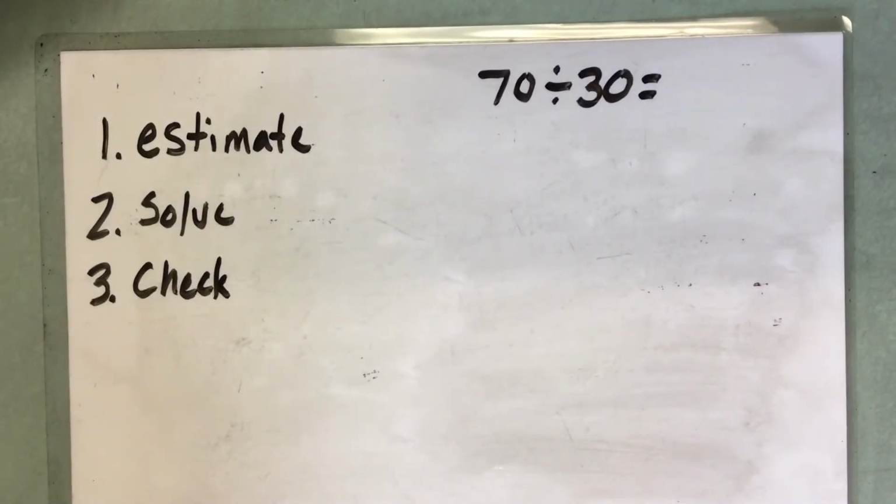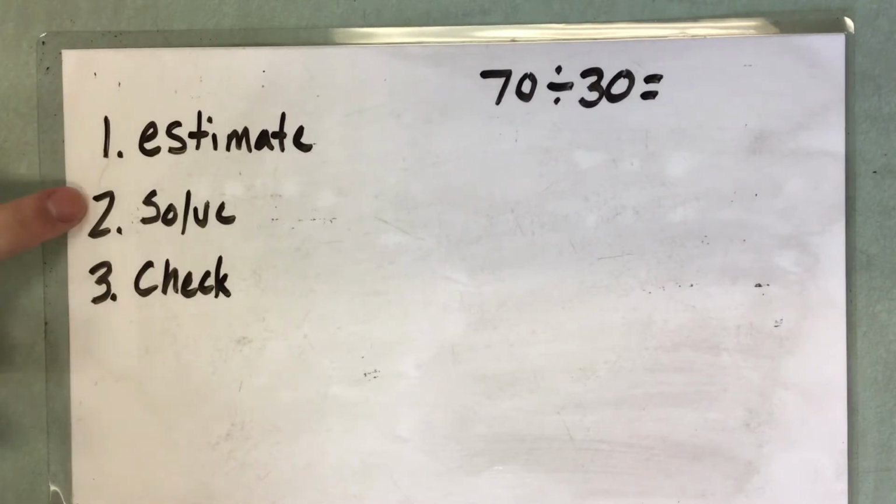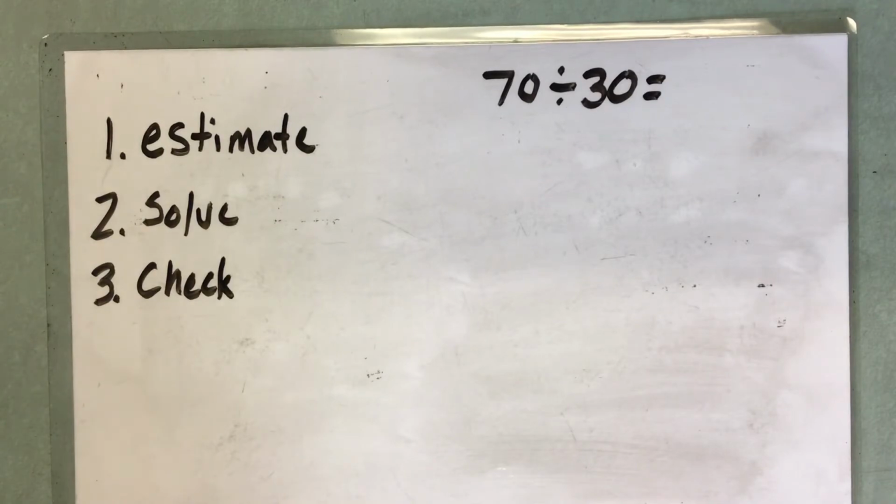For today's lesson, we're going to be dividing 2 and 3-digit dividends by multiples of 10 with single-digit quotients and making connections to a written method. So let's look at our first example, 70 divided by 30. We're going to go through 3 steps. We're going to estimate first.